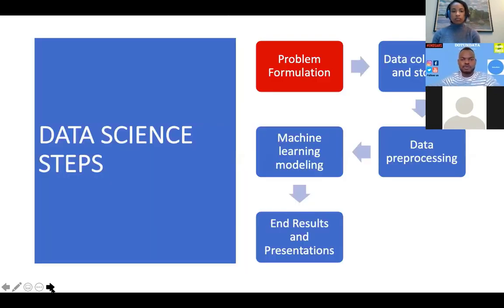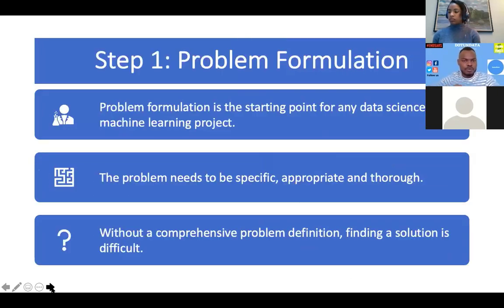So looking at problem formulation, which is the first step, problem formulation is the starting point for any data science project. Because at the end of the day, you're trying to solve a problem whenever you begin your data analysis or your data science steps. And it's important for that problem to be very specific, appropriate, and thorough.